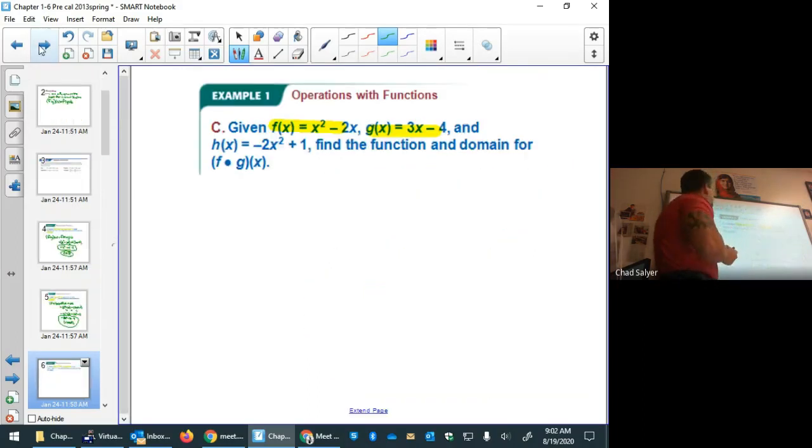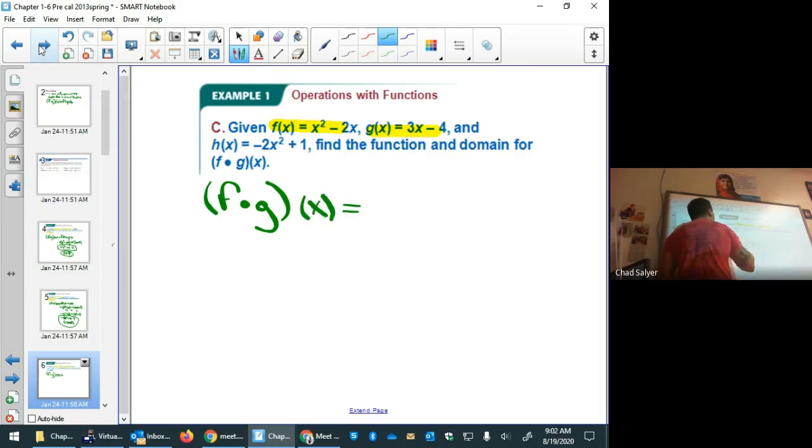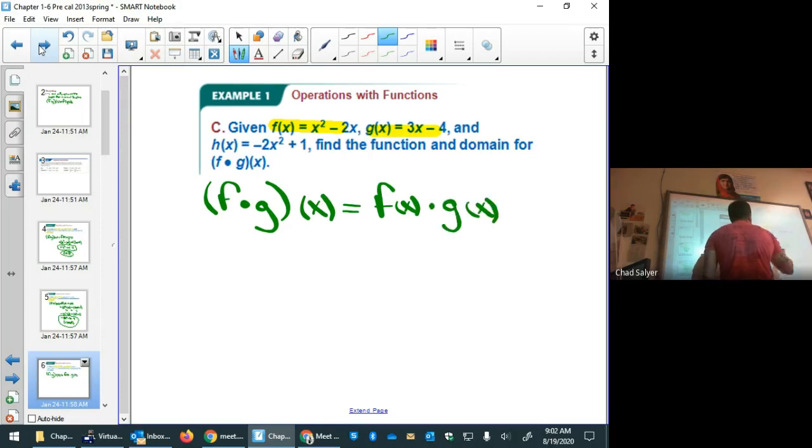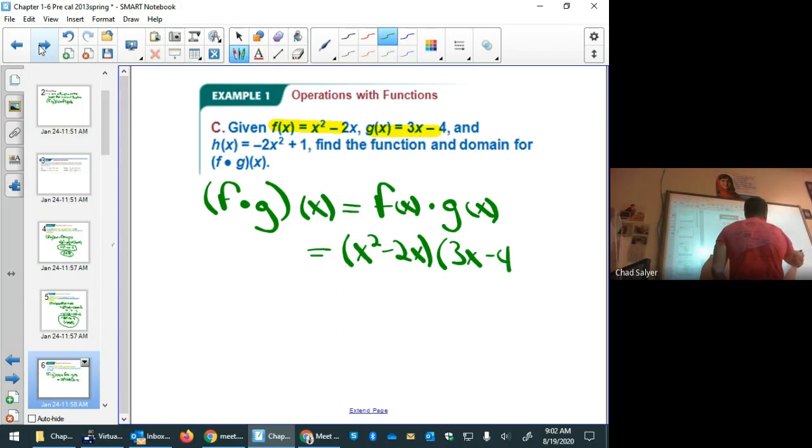Okay, moving on. So here we're given the task of finding f times g. Notice the closed dot, not the open dot. The open dot is composition. Closed dot is multiplication. So f times g of x is f of x times g of x. So that's going to be x squared minus 2x times 3x minus 4.